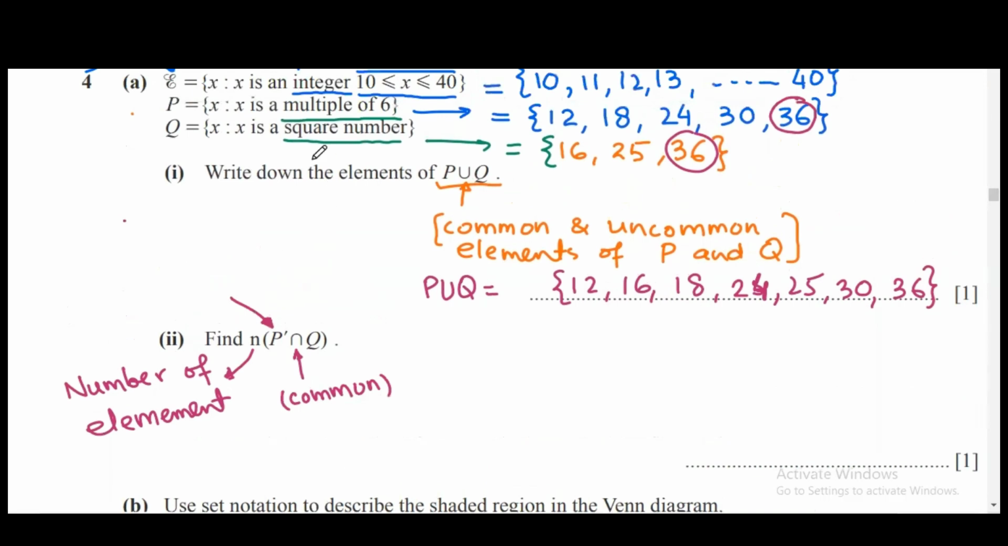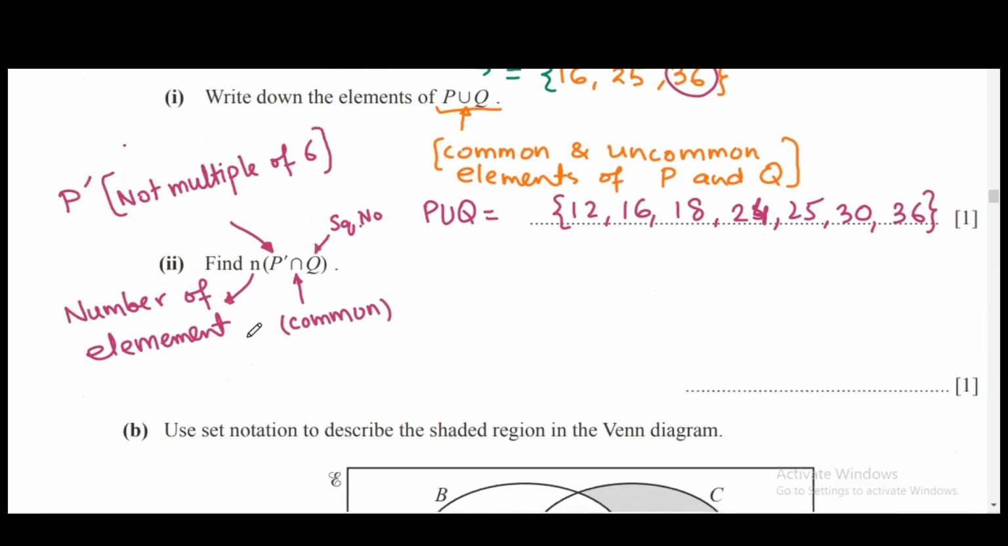So look at the P. Set P is the multiple of 6. So we can say P not is the set of not multiples of 6. And the set Q is the square numbers, already given here. Now, you have to find the number of elements which are not multiples of 6 and square numbers.